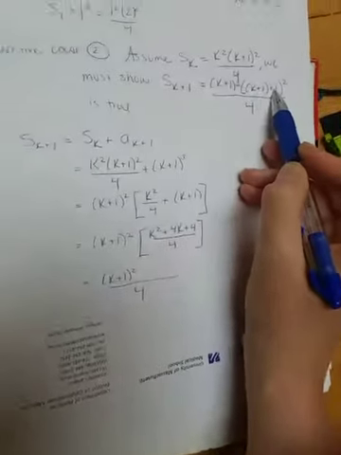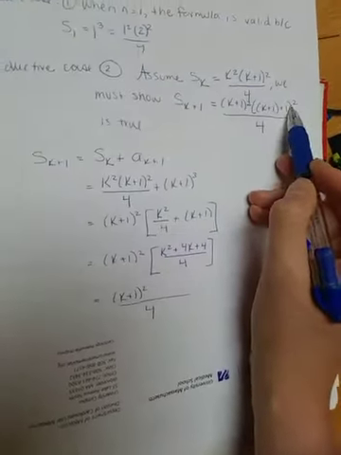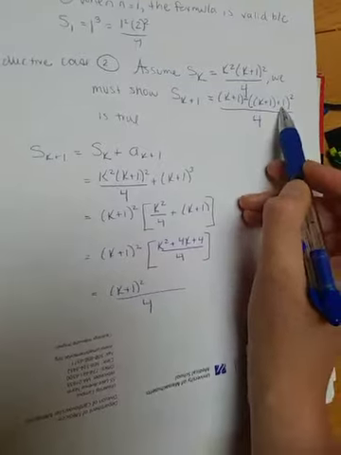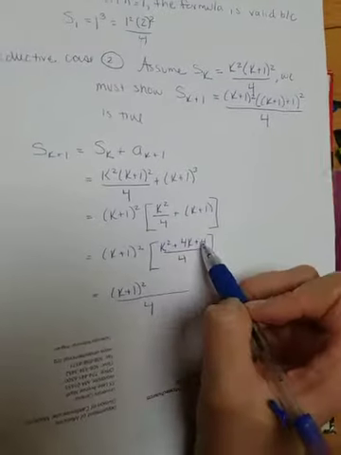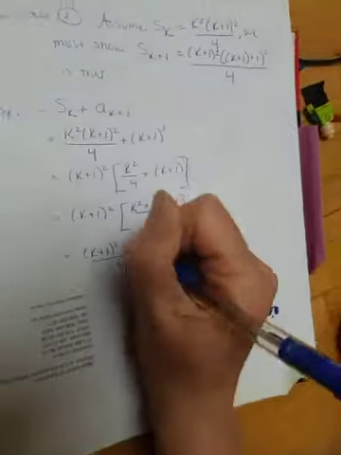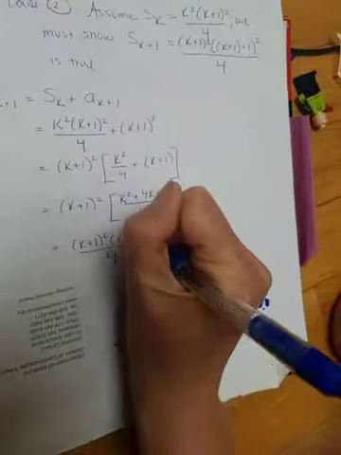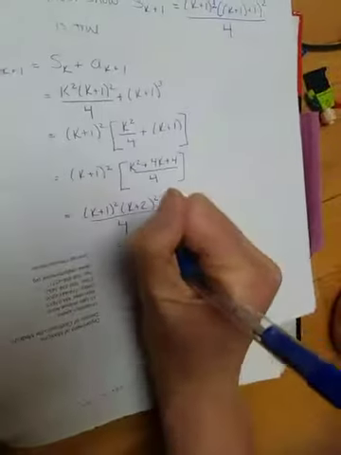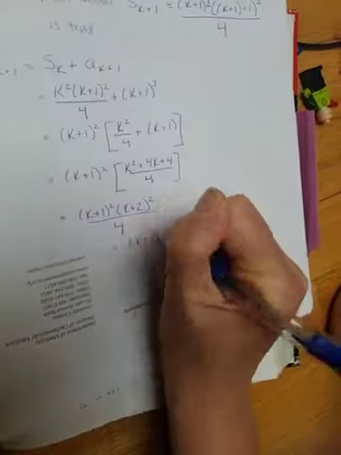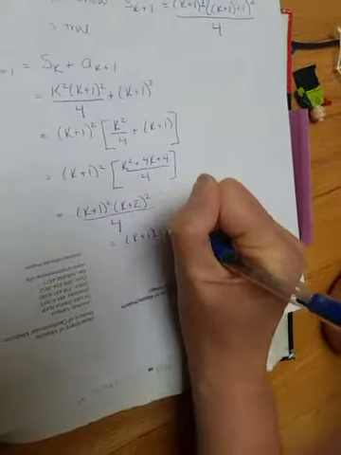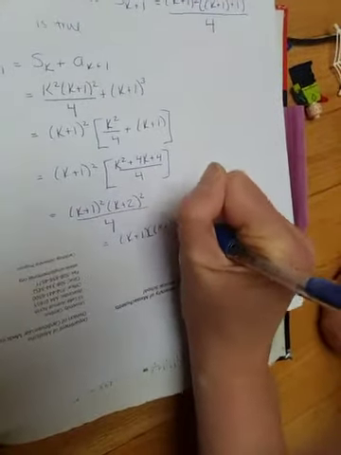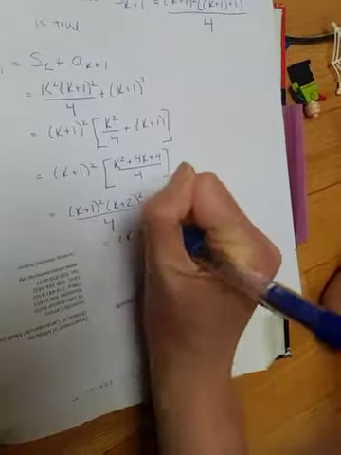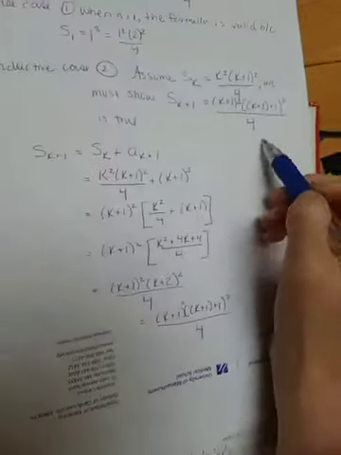Now, remember, I'm trying to get k plus 2 quantity squared. And what's k plus 2 quantity squared? Oh, that's k squared plus 4k plus 4. So really this is k plus 2 quantity squared. And then again, just to show that, I'm going to rewrite this as quantity k plus 1 plus 1. Oops, I forgot my squared. Divided by 4, which is what we wanted to show.